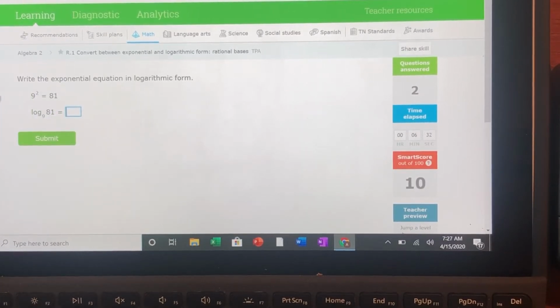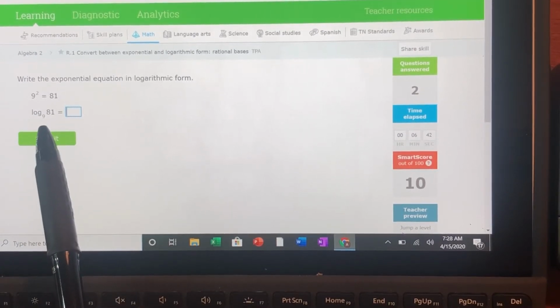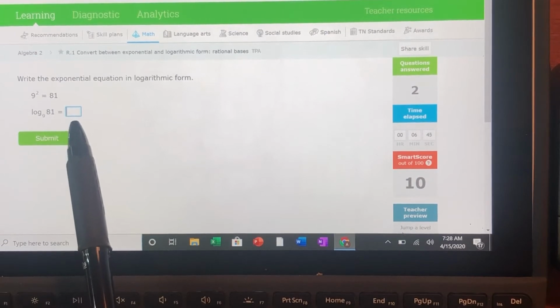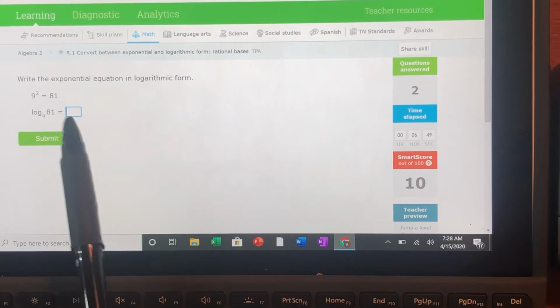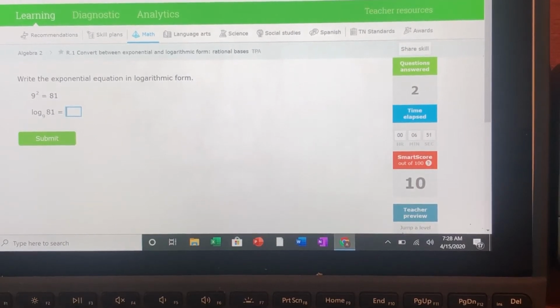All right, here, exponential form, 9 to the second power is equal to 81. So in logarithmic form, you have the base 9 raised to the logarithm is equal to the argument. In this case, what number is missing? The 2, the logarithm, the exponent. The 2 is the answer. 9 raised to the second power is equal to 81.